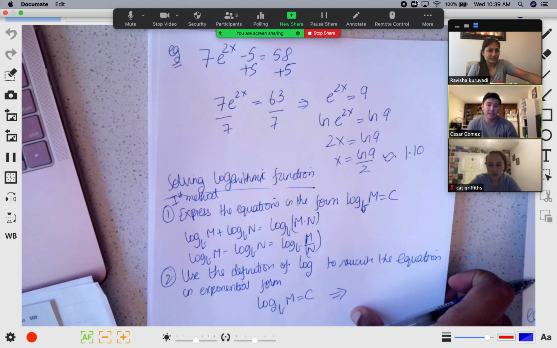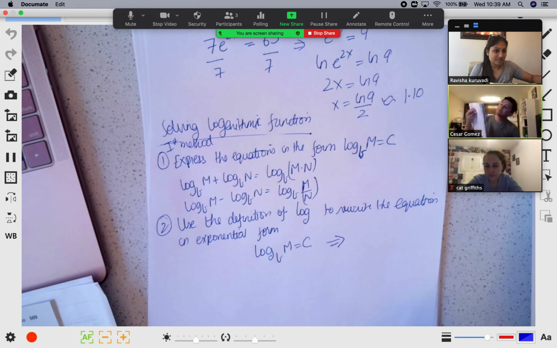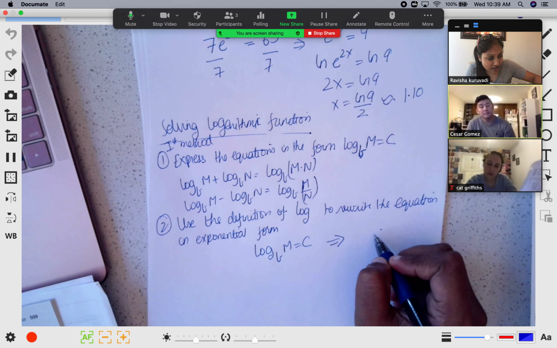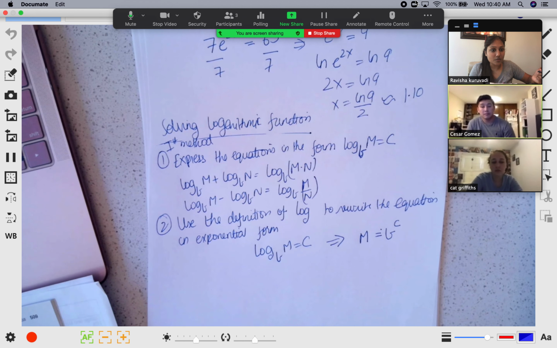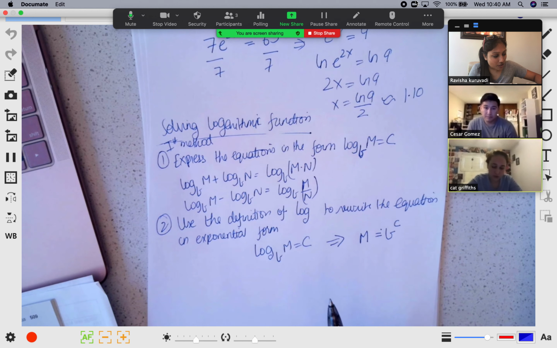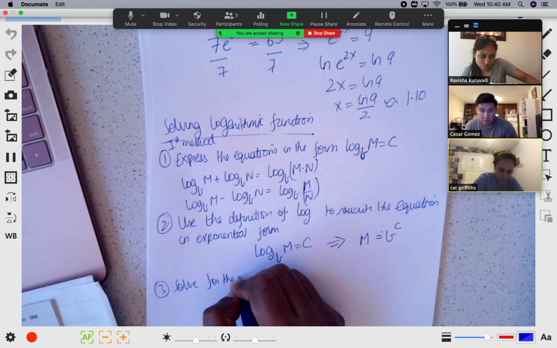I feel like I know it, but we did this. Yes, we did this in last class. How you do it is, this base b will go on the other side and become the base, and c will go in the power, and it will be equal to m. That's how you write the exponential form. So you have to write the logarithmic in the form of exponential, and you know how to solve exponential functions. Solve for the variable.